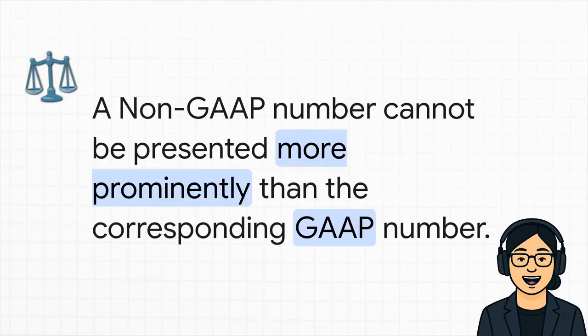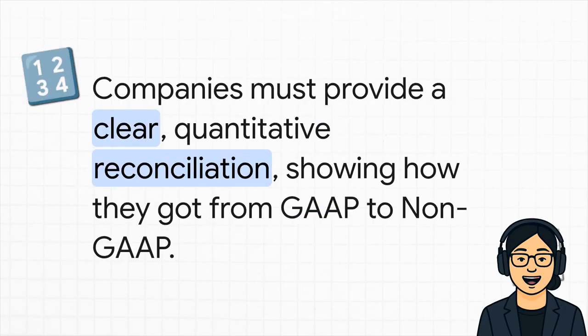So, what's in Regulation G? Rule number 1 is all about equal prominence. It's simple. You can't scream your non-GAAP number in a giant headline and then whisper the official GAAP number down in the footnotes. They have to be given equal weight. Rule number 2 is maybe the most important one for us as analysts. You have to show the reconciliation. That means companies have to show their math. They must provide a table that clearly walks you, step by step, from the official GAAP number to their custom non-GAAP one. No hiding the ball.